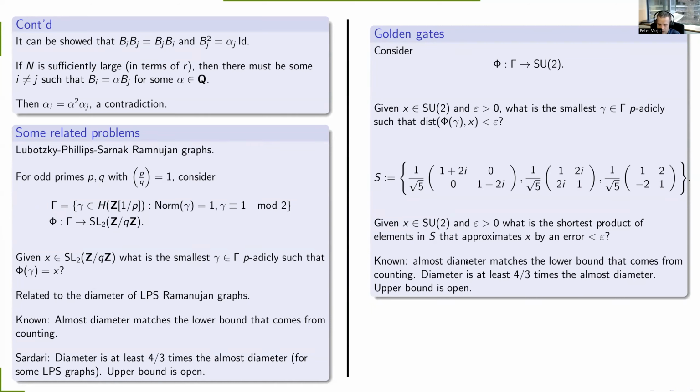And the diameter is again probably expected to be the same 4/3 times the almost diameter. And here there is also a lower bound due to Sarnak, so you can find an element in SU2 which is very difficult to approximate, and you need 4/3 times the almost diameter to do this. There are some bounds in the other direction, but they don't match this 4/3 yet.